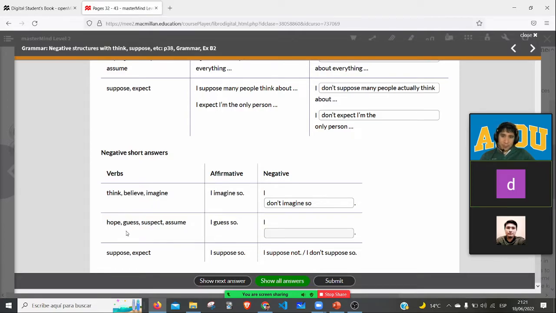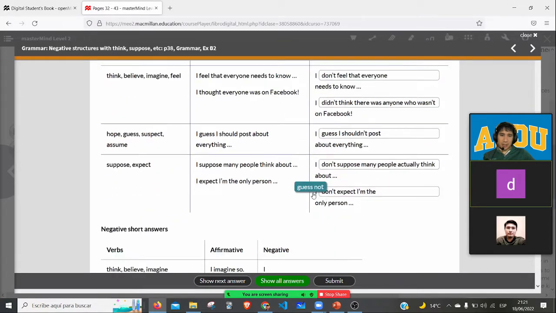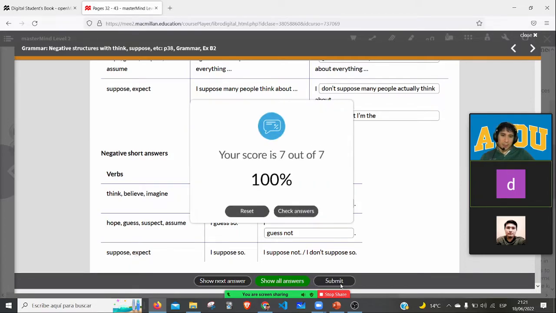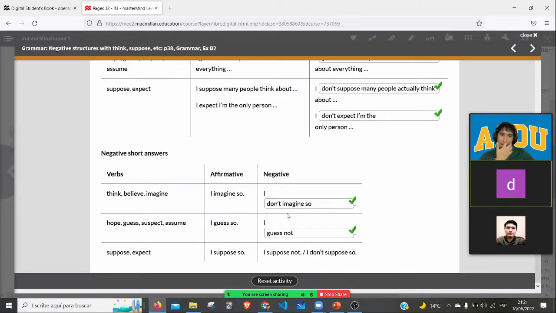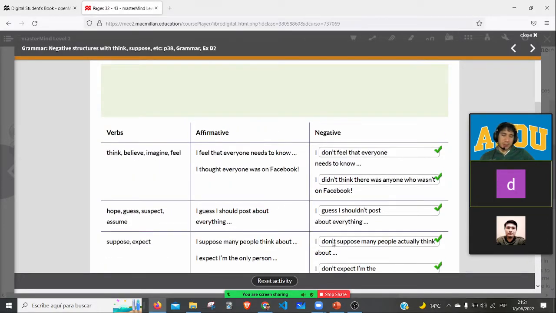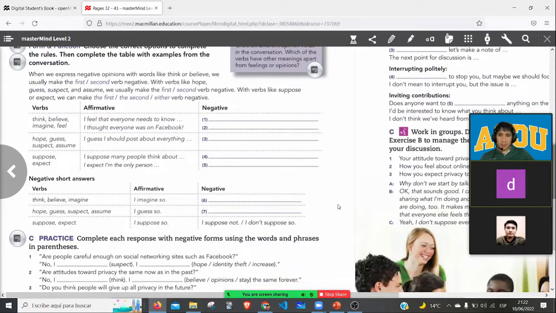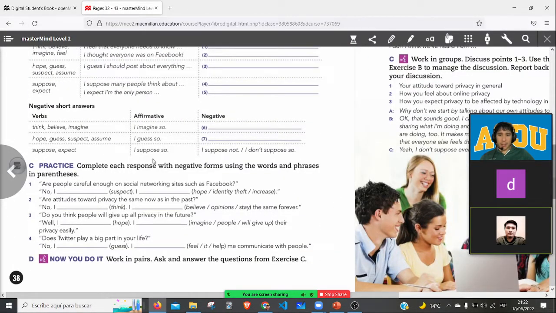Okay? For hope, guess, suspect, assume: I guess so or I guess not. But when you have suppose and expect, it doesn't matter. It could be both. You got it? All of them are okay for you. Any questions up to this point? No. Okay. We're gonna practice here.